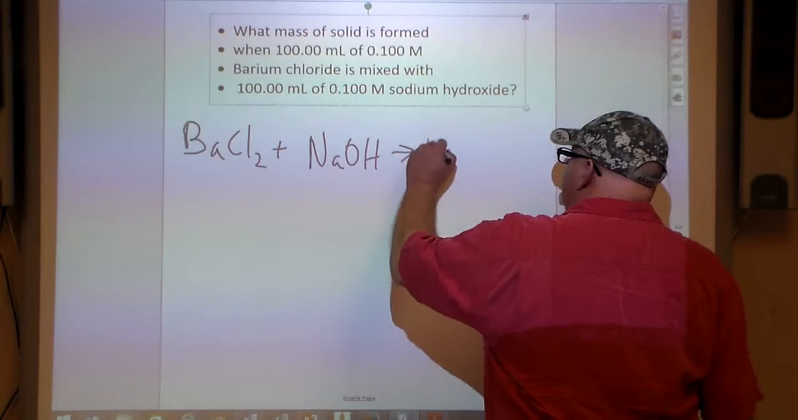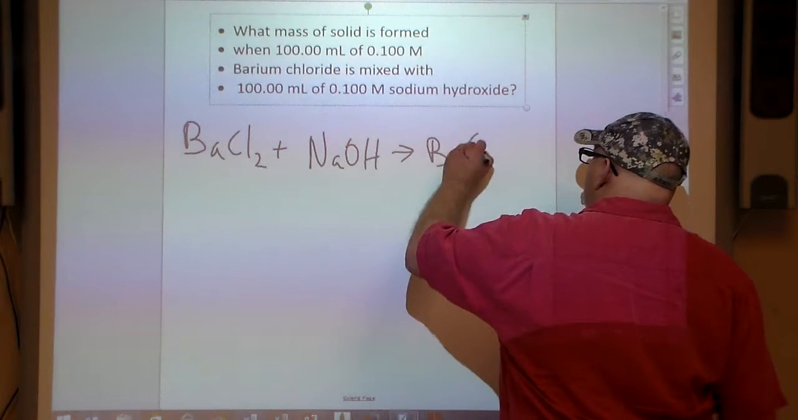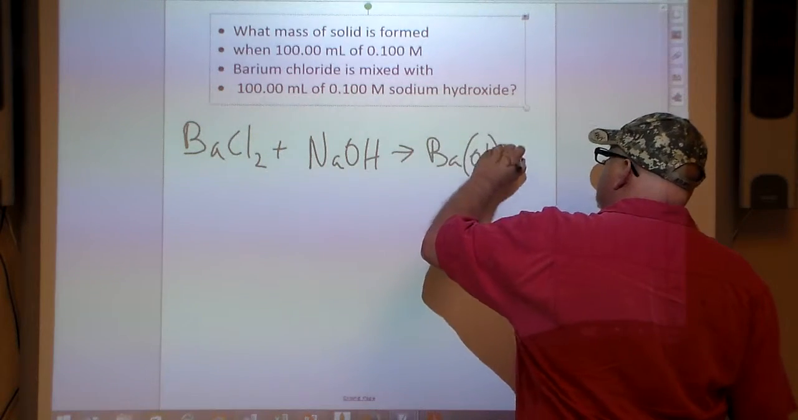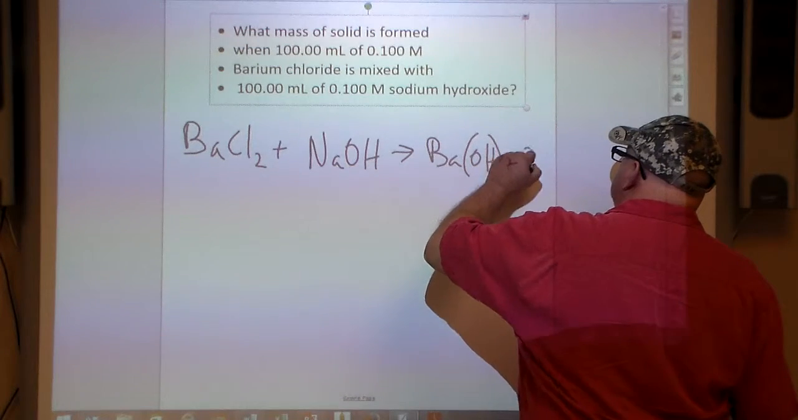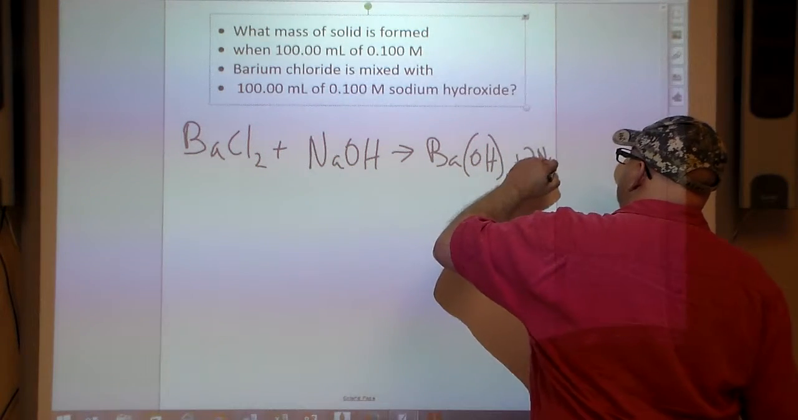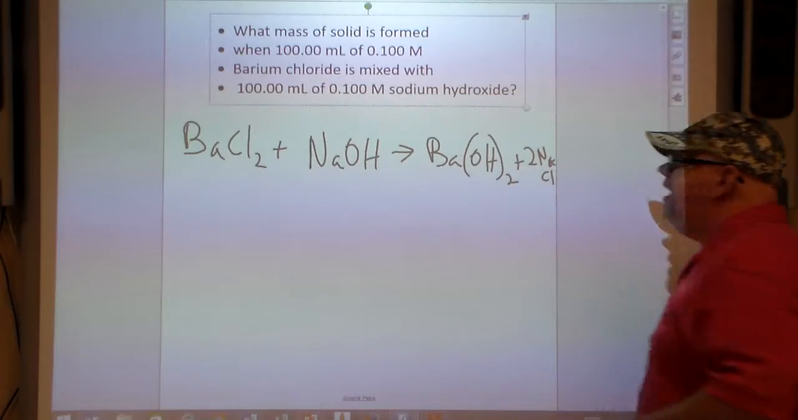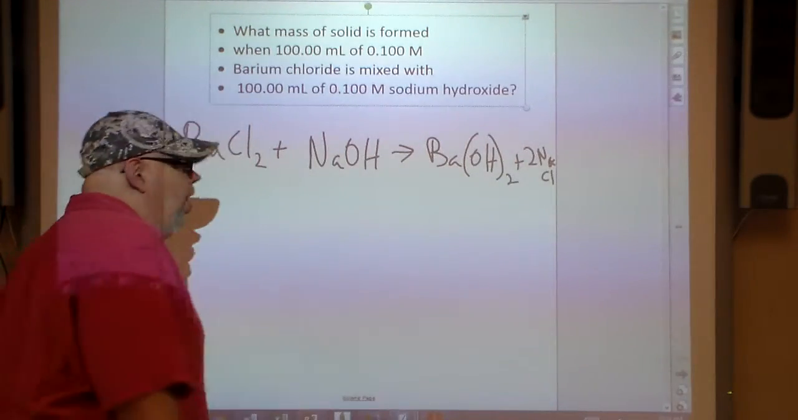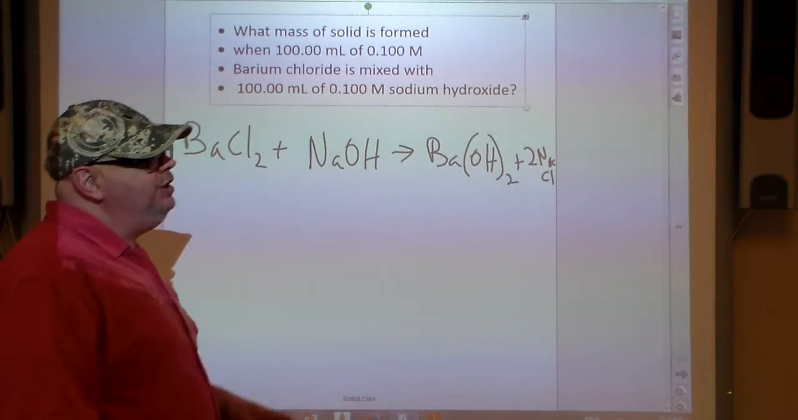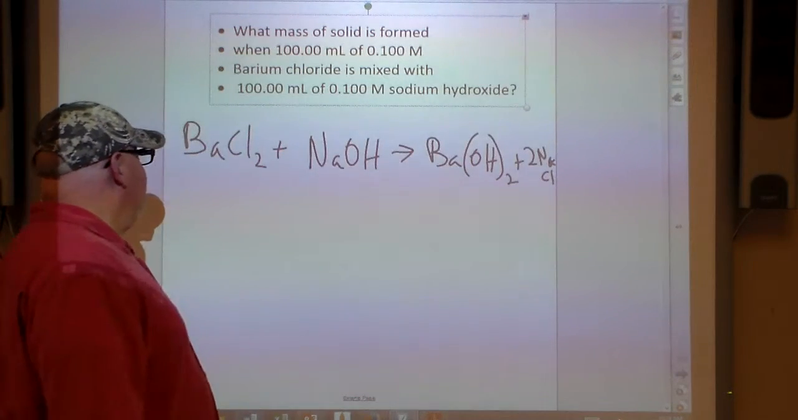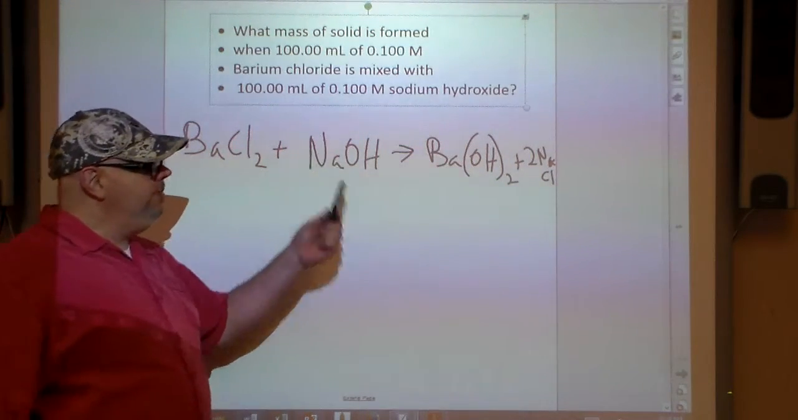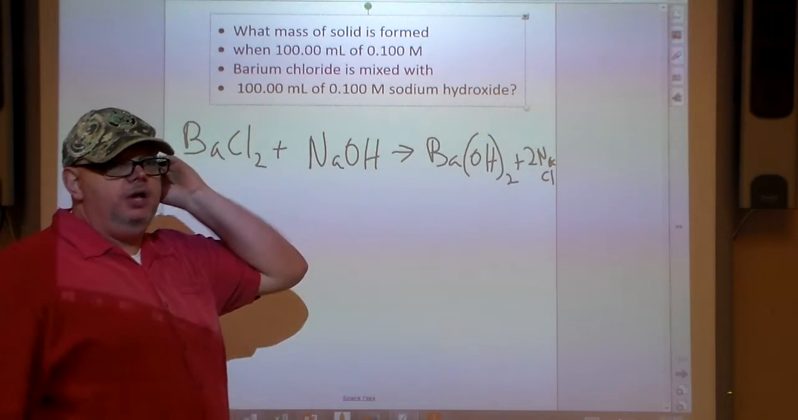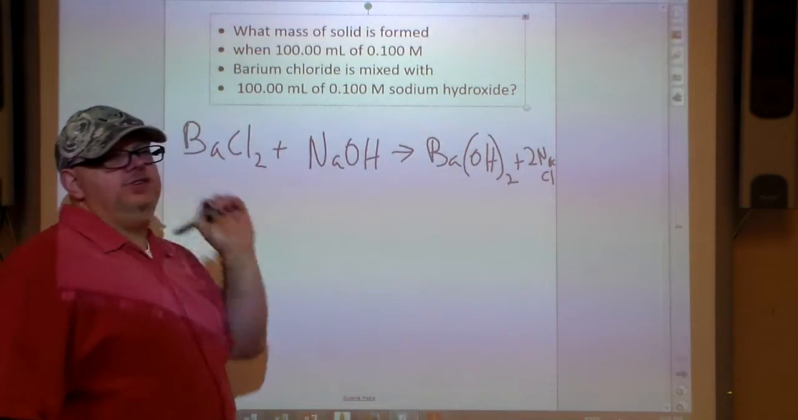What would that result be? It would be Ba(OH)2 plus 2NaCl. So that's our chemical equation. So barium chloride and sodium hydroxide, we get barium hydroxide out of this, and salt.